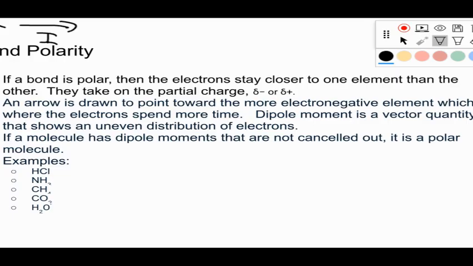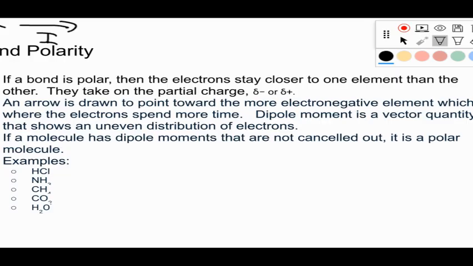The arrow is going to point to the one that is more electronegative, which is where the electrons are going to spend more time. And so on these, you can label that partial positive, partial negative, but you don't have to. You do need to get in the habit of drawing the dipole moment vectors. So it's just a vector, which just means it's an arrow to show magnitude and direction. And all we're going to do is just show that direction for the uneven distribution of electrons.